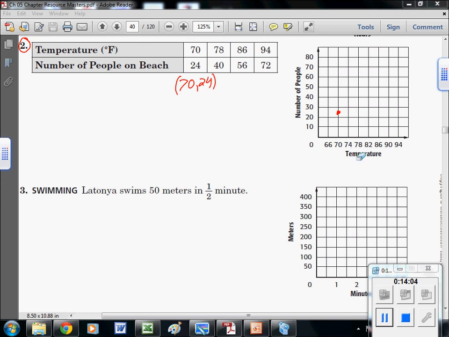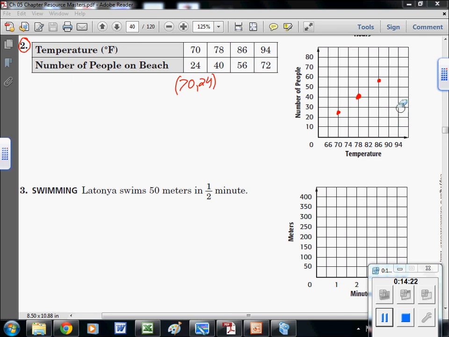Now, 78, 40. So go to 78, go up to 40. Okay, that one's right on the dot, right there. 86, 56. So go to 86, go up to 56. Here's 55, so it's a little bit past halfway, so about right there.